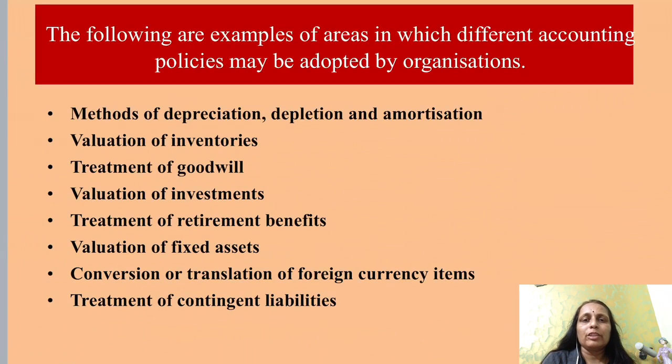So, before explaining this, let me tell you what are the different types of areas, different examples where we have this accounting flexibility, where we have the accounting policies which we can choose. Number one is the method of depreciation, depletion and amortization. Generally, there are two commonly accepted depreciation methods, straight line method and written down value method. So, the company has a choice to choose between any one of them. For income tax purpose, these guidelines are given by income tax authorities, but for accounting purpose, you have the choice to choose between these two policies.